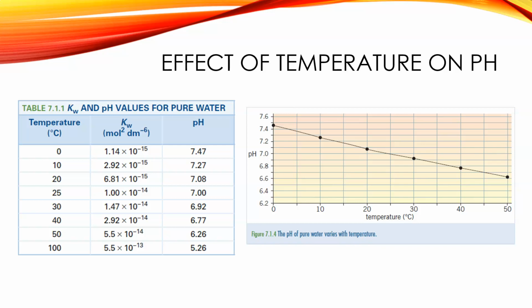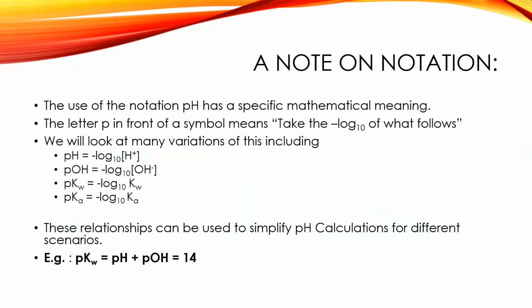As we increase the temperature, we will see a steady decrease in the pH of the solution. In fact, from 0 to 100 degrees, we see the pH change by almost 2 complete units, from 7.47 to 5.26 in pure water. The important thing here being it is pure water, so the pH is changing, but it is still a neutral solution.